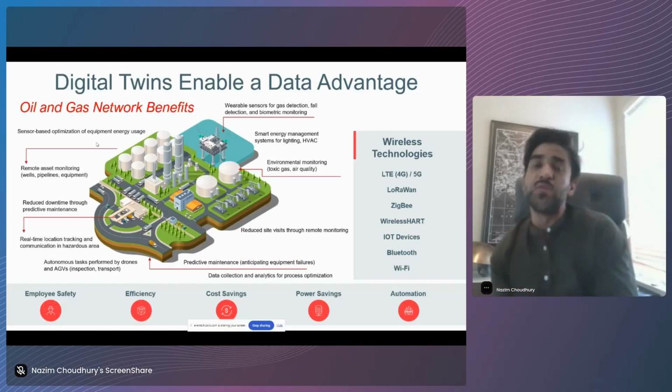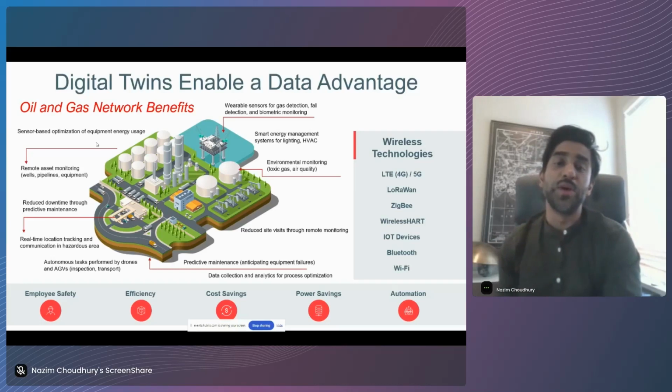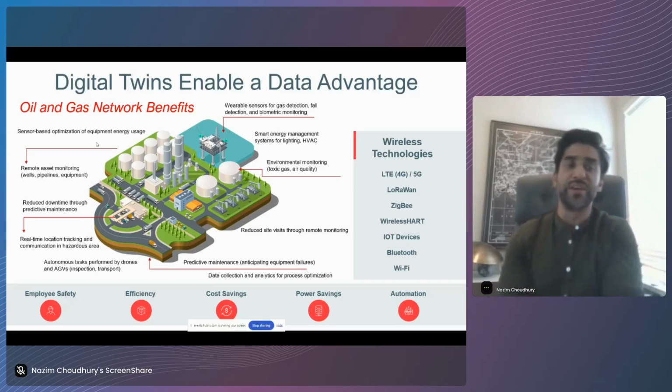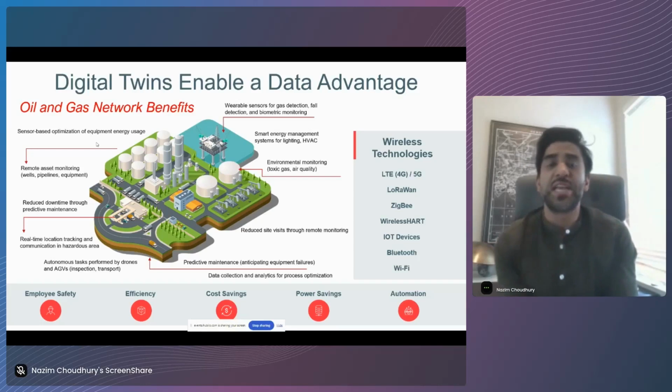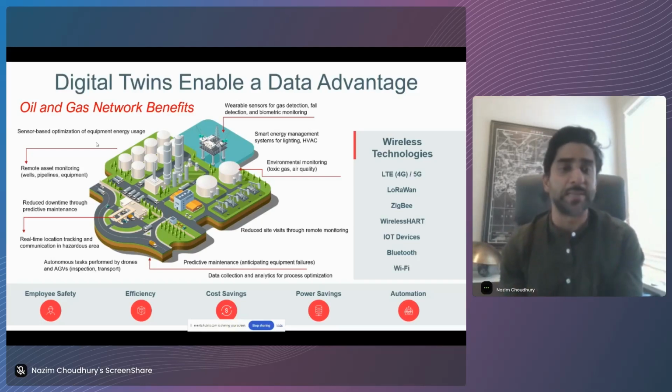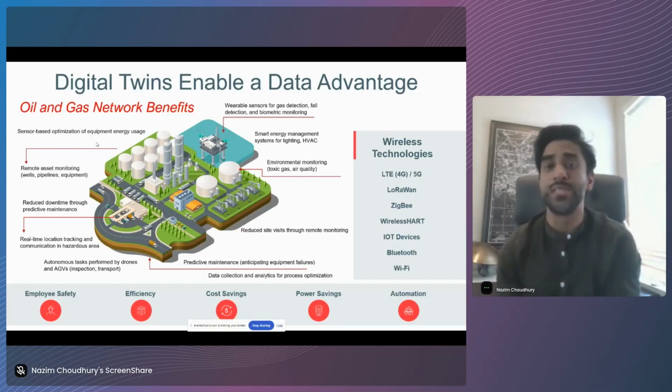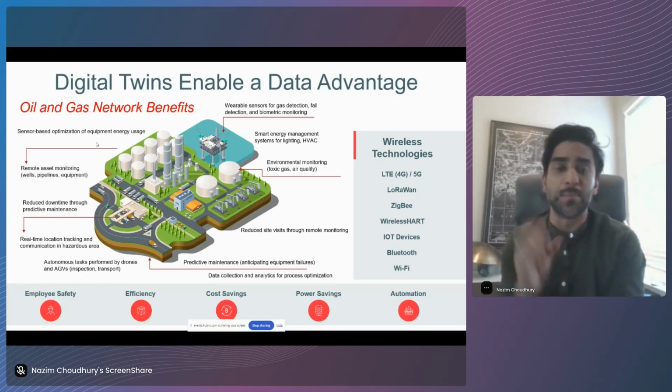But the challenge when it comes to private networks is understanding what is the fuel to essentially enable all these use cases. Because if we start looking at the wireless technologies that we have on the right, we have LTE, we have 4G, we have LoRaWAN, Zigbee, WirelessHART, IoT, Bluetooth, Wi-Fi. So there's a various set of different technologies, and it comes down to understanding what's the most efficient technology for your use case. And sometimes when we're looking at deploying a private network, we might not be able to justify our ROI because we're looking at maybe the wrong technology, or maybe looking at using the most expensive, the highest end technology for your entire facility.